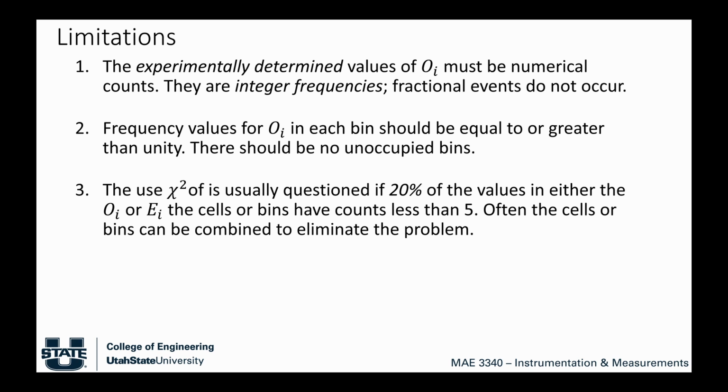A couple of limitations here. We've already talked about some of these in the steps slide, but experimentally determined values must be numerical counts. That means they have to be integer frequencies. Fractional events don't occur. Also, we have to make sure there are no unoccupied bins. And the last one is the use of chi-squared is generally questioned if 20% of the values in either the observed or expected cells or bins have a count less than 5. So this is the opposite of that 80% rule. We're just looking at the same rule from a different side. And you can combine bins to eliminate this problem.